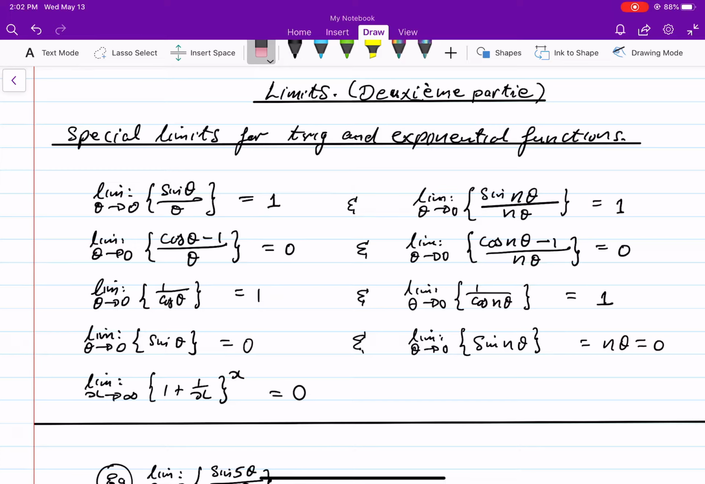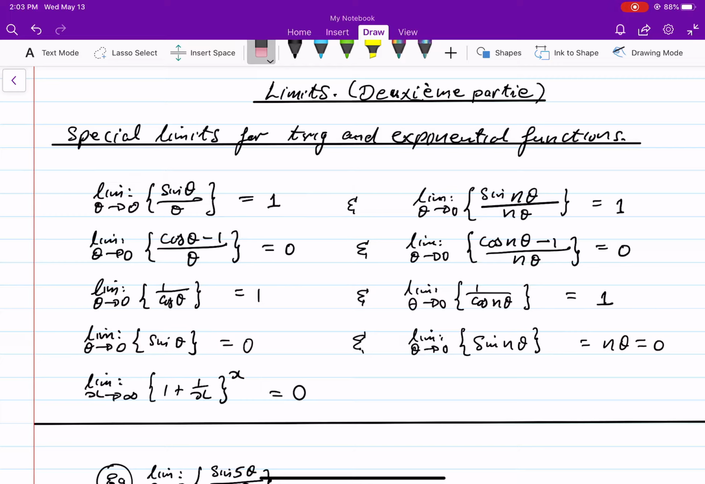And then there are some other expressions. I'll read them all out, and then we'll use them to our advantage. Whatever expressions we're given to find the limits for, we'll try to massage or reconfigure them in a way that each part looks like one of these expressions. The second one says that the limit as theta approaches 0 of cos theta minus 1 upon theta gives us 0.